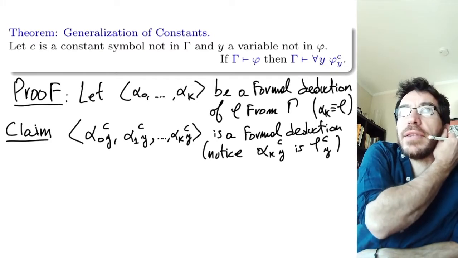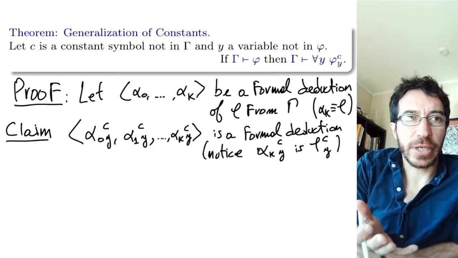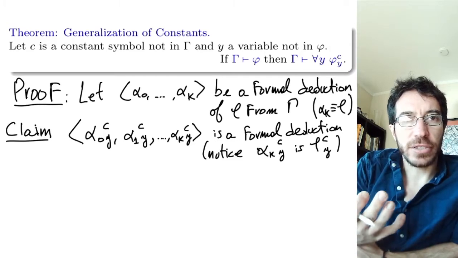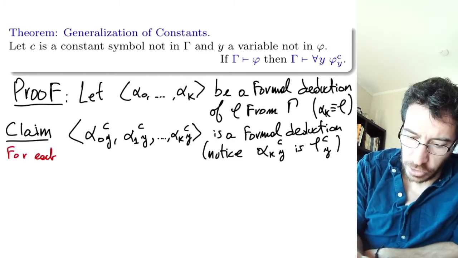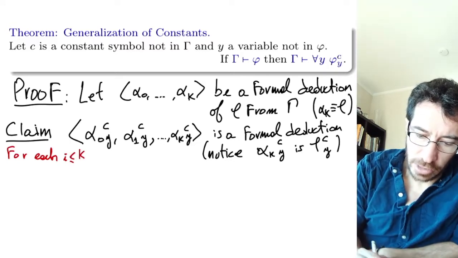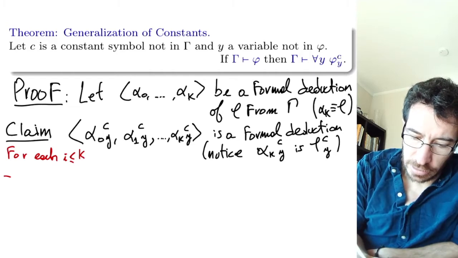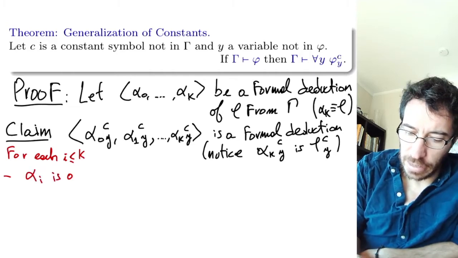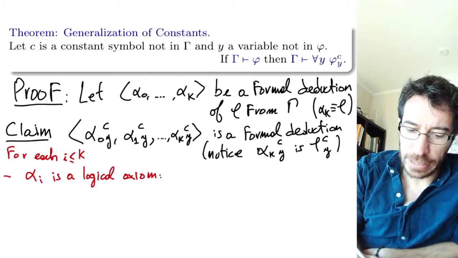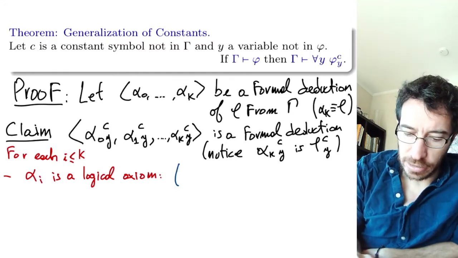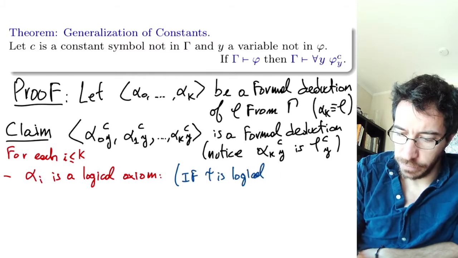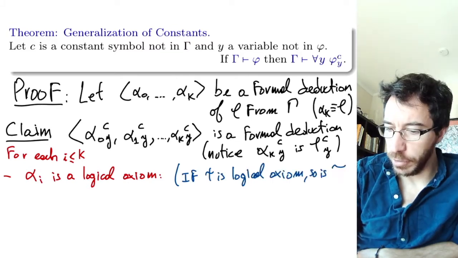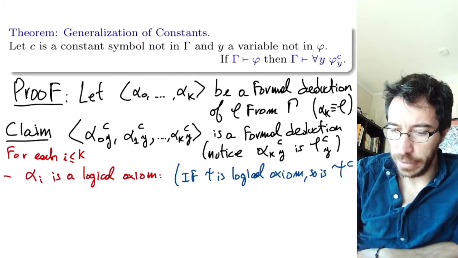Well, the proof of this claim is by considering the separate cases depending on what each of these alpha i's is, right? So for each i less than or equal to k, we have three cases. First, alpha i is a logical axiom. We claim that in general, in this case, if psi is a logical axiom, so is psi when you replace c by y.